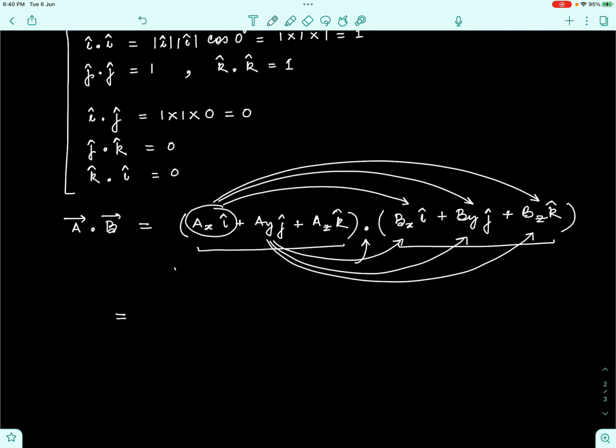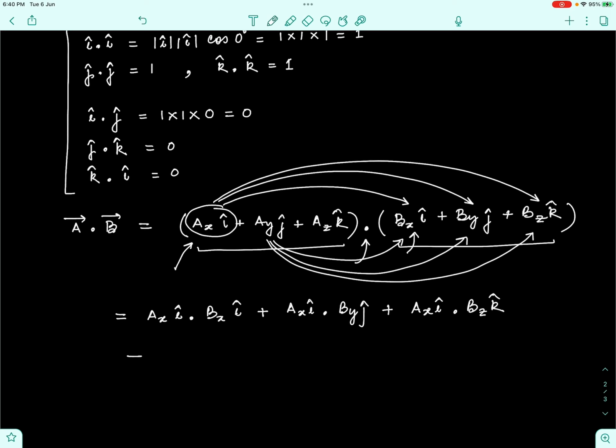When we take the dot product of Ax i cap with Bx i cap, we will get Ax i cap dot Bx i cap, right, plus the first term of the first expression Ax i cap dotted with the second term of the second expression By j cap, plus the first term of the first expression Ax i cap dotted with the third term of the second expression Bz k cap, right. So, these will be the first 3 terms that we will get.